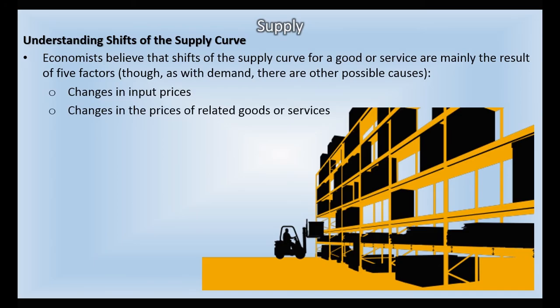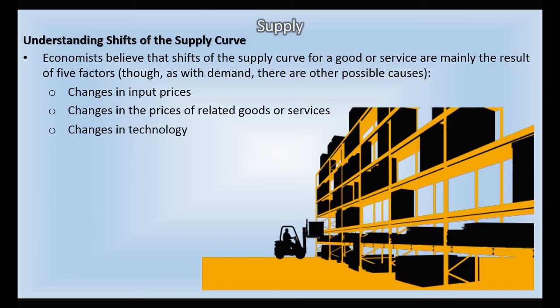Changes of input prices, the cost of the things that you use to produce. Changes in the price of related goods or services. If you're a producer and you produce things that are related, it's going to affect your decision to produce one or the other if prices are changing in either of the goods markets.